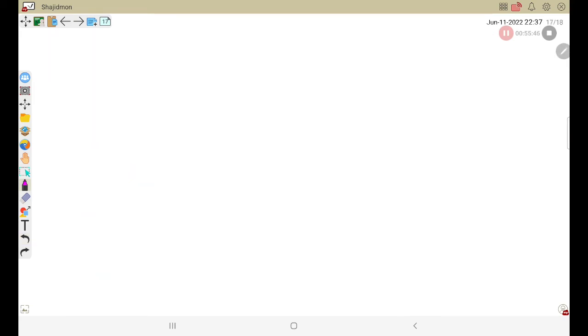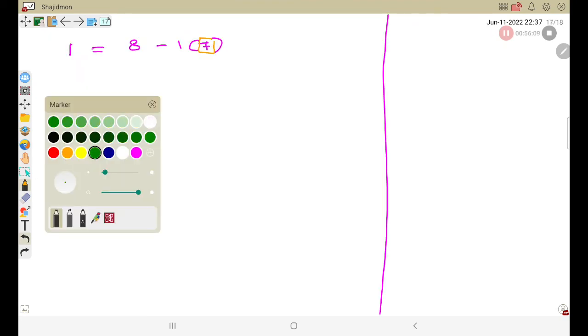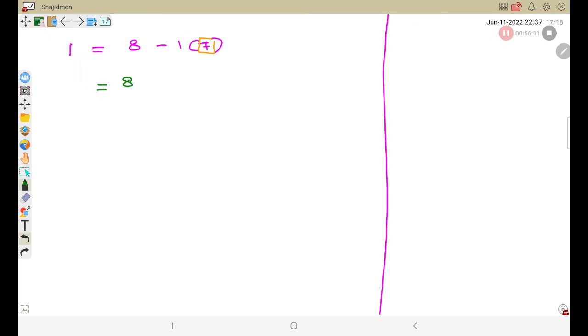1 equals, so we can write 1 equals 8 minus 1 multiply 7. Correct? Now we need to change this number 7 as usual. 7 means this one, 23 minus 2 multiply 8. So we can write equals 8 minus 1, use this bracket, 23 minus 2 multiply 8.